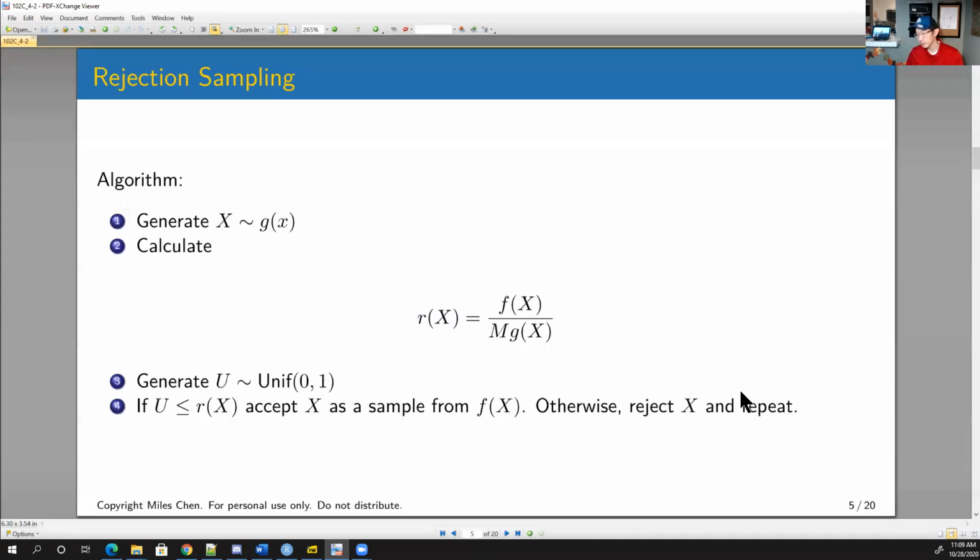And here's our sampling algorithm. We're going to generate an x from g. We're going to calculate this ratio, f of x divided by M times g of x. And then to help us decide whether we accept that value or not, we generate a random value u, and we're going to compare u to this ratio. If u is less than the ratio, we're going to accept the value x that was proposed. And if u is greater than the ratio, we're going to reject x and just keep going, okay? And we're going to end up throwing away values, any value that is greater than r of x.